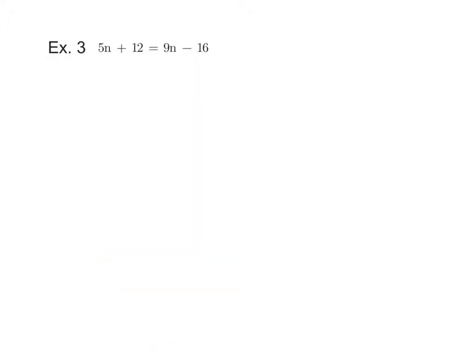Here's one last example like this, where there's variables on both sides. We need to get the n's together, preferably on the left. So I'll start by undoing this 9n. It's positive on the right, and I want to take it to the left-hand side, so now I'm going to subtract it. Five n's minus 9 n's are negative 4 n's.